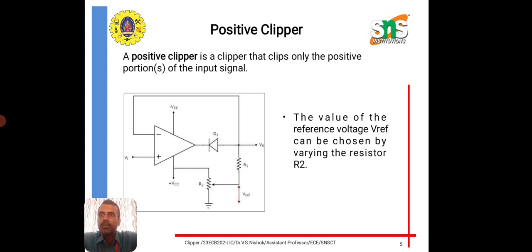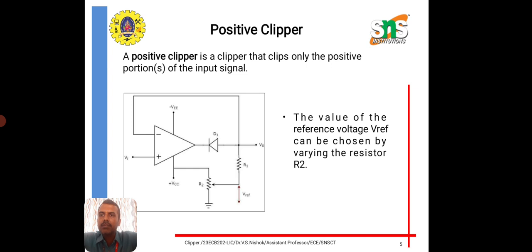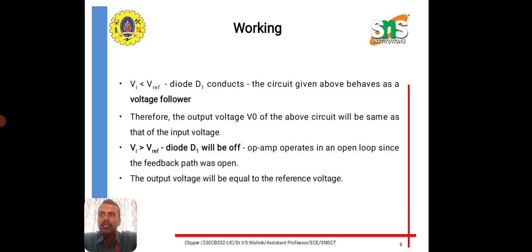Here the positive Clipper clips only the positive portion of the input signal. We can see how. V reference is given to the negative terminal, and in the positive terminal we give the Vi value. When Vi is less than V reference, diode D1 starts conducting, and thus the circuit acts as a voltage follower circuit. Whatever the input is, that will be produced as the output of the Clipper circuit.